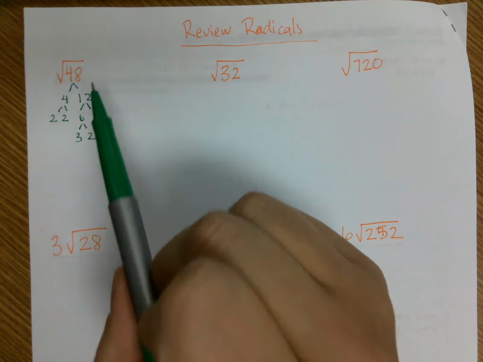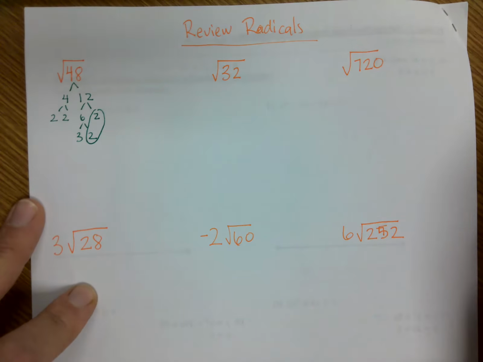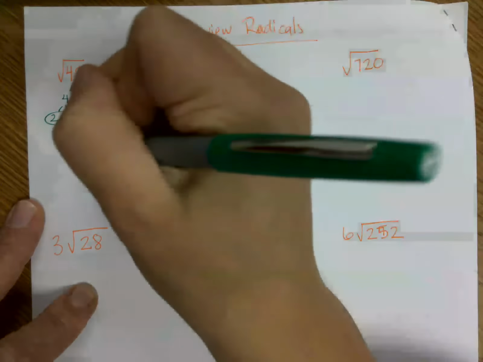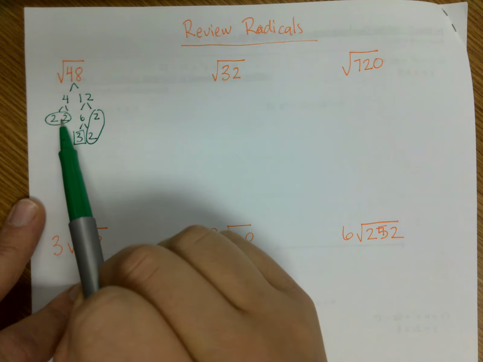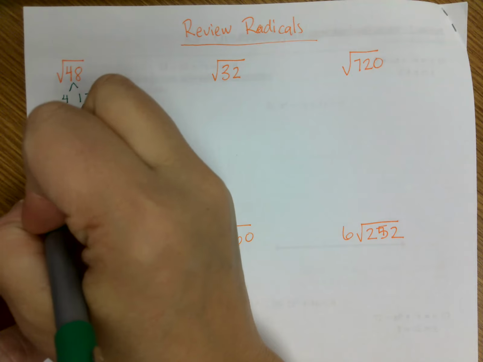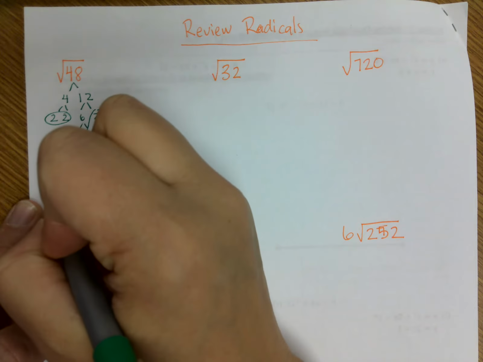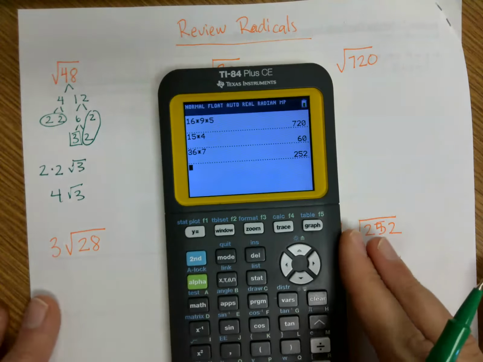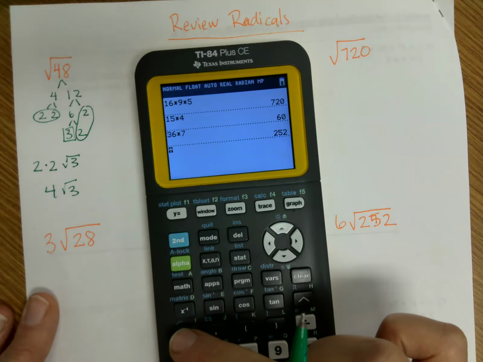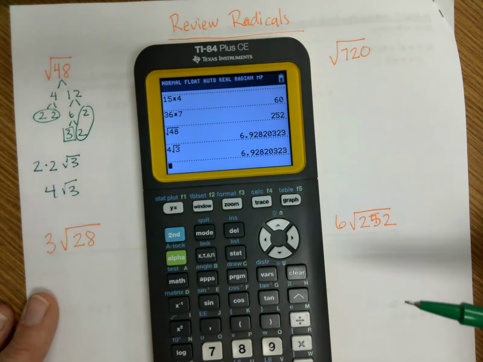So I want to simplify this root. Since this is a square root, I'm looking for pairs. So here's a pair of 2's. Here's another pair of 2's. This 3 had no pair, so that 3 stays inside. That means I can take out one pair of 2's, because I'm looking for pairs. Here, I can take out another pair of 2's. This 3 has to stay inside. So now this becomes 4 square root 3. And like many things in math, I can check my answer. I can square it to get back to the square root of 48 and see if that's the same thing as 4 times the square root of 3. And by golly, it is. That's good.